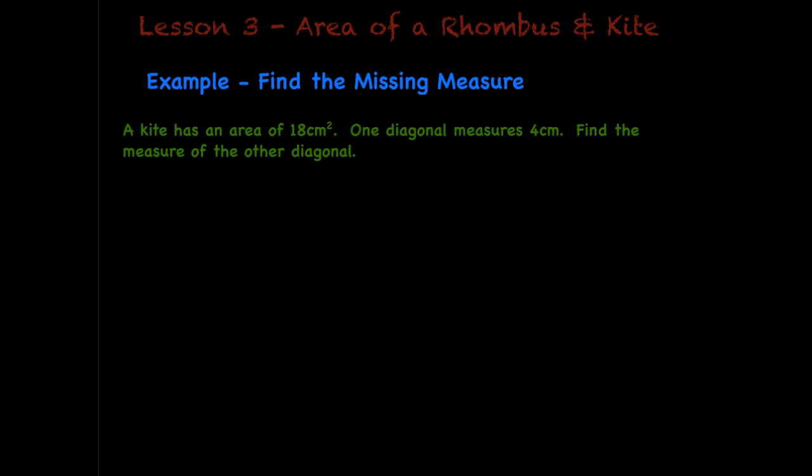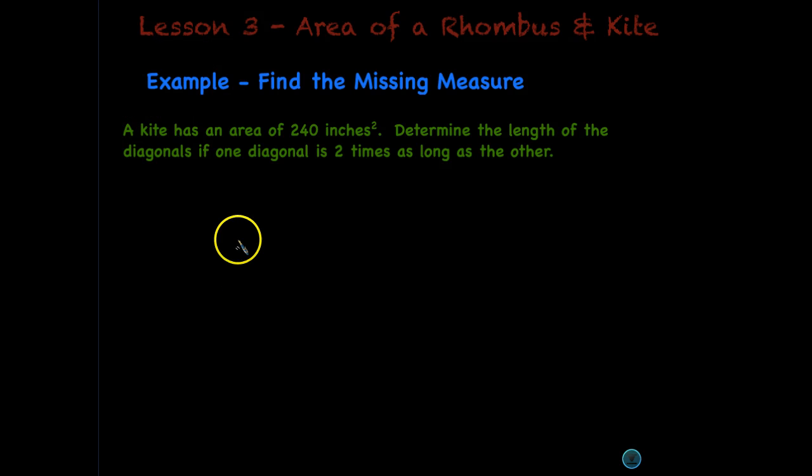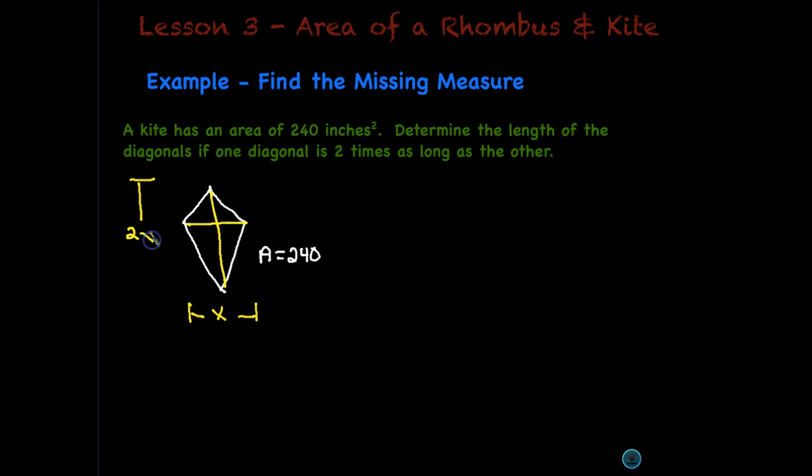Let's try one more word problem. In this example, a kite has an area of 240 inches squared. So I'm drawing my kite, and I've got my area, which is 240 inches squared. Then it says, determine the length of the diagonals if one diagonal is 2 times as long as the other. So we're not really given any numbers, we just know how they are in relation to each other. Well, that means we need to call one diagonal x, so obviously the short one would have to be x, and then the other diagonal is 2 times as long as that, 2 times x. And that's how I can label my kite.